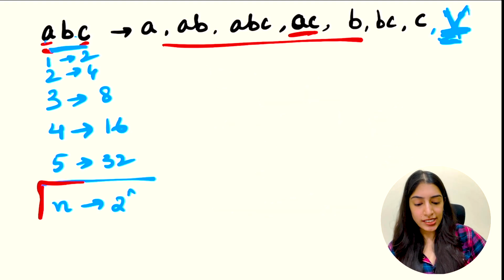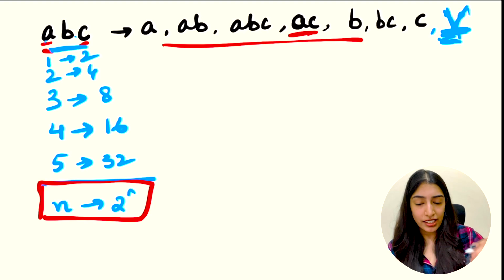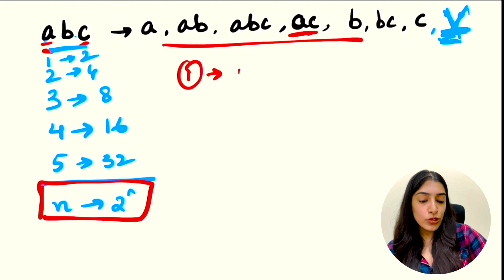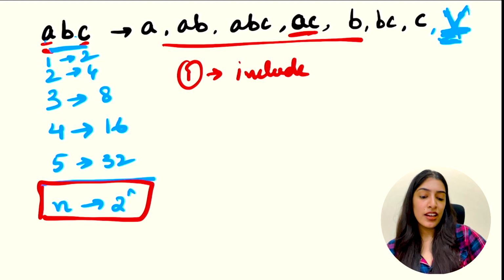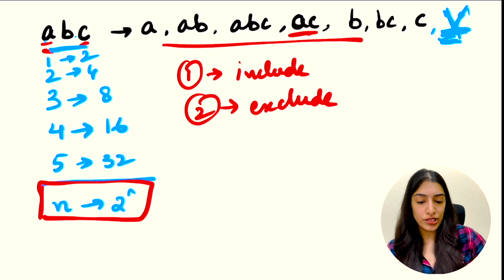Now let's try to understand why this is true. For every character in the string, there are two possibilities. One possibility is that it is included in the subsequence. The second possibility is that it is excluded, which means we don't include it in the subsequence.